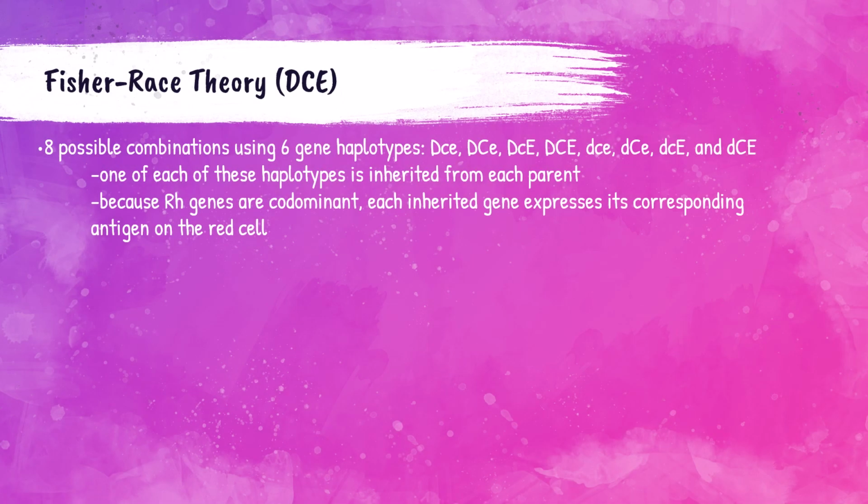In the Fisher-Race terminology, there are 8 possible combinations using 6 gene haplotypes. Each of these 3-letter combinations is a haplotype, and each haplotype is inherited from each parent. So the haplotypes are big D, little c, little e; big D, big C, little e; big D, little c, big E; big D, big C, big E; little d, little c, little e; little d, big C, little e; little d, little c, big E; and little d, big C, big E. Hopefully I said all of those correctly. It's kind of like a tongue twister, but they are written here correctly on this PowerPoint. Because the Rh genes are codominant, each inherited gene expresses its corresponding antigen on the red blood cell.